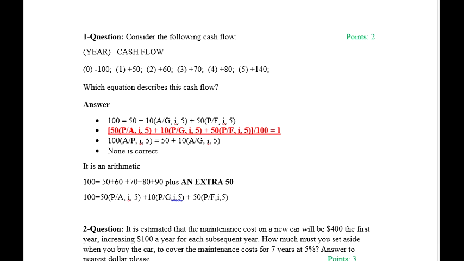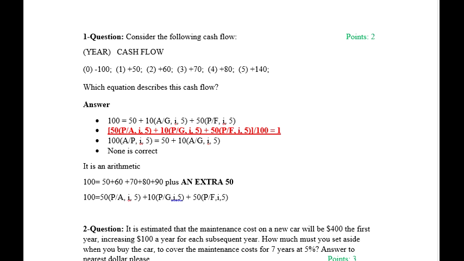Let's start with question 1. Consider the following cash flow. The years have been given in brackets and the cash flow is minus 100, plus 50, 60 and so on. Which equation describes this cash flow? Option 2 is 50(P/A, i, 5) + 10(P/G, i, 5) + 50(P/F, i, 5) divided by 100 equal to 1.